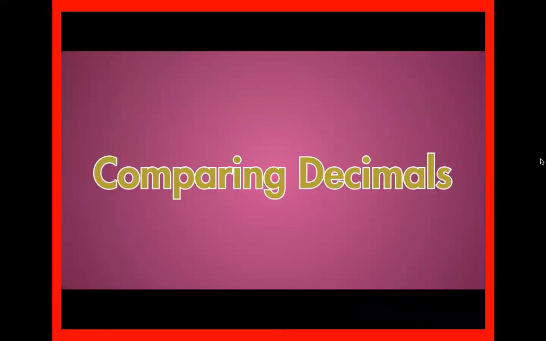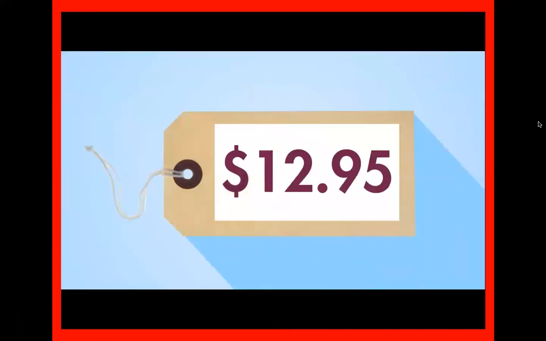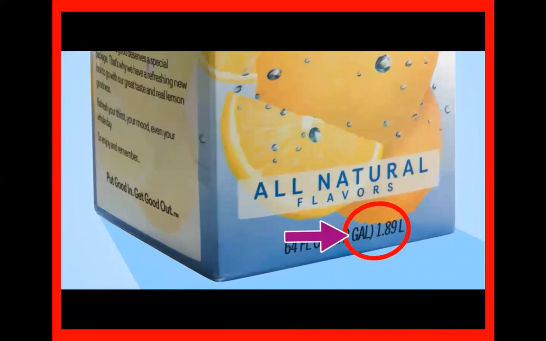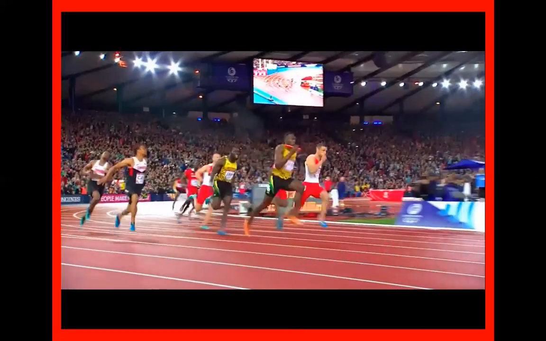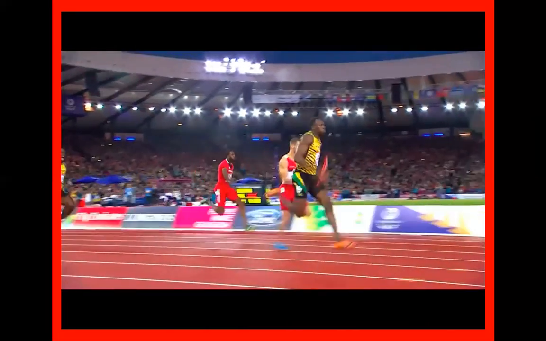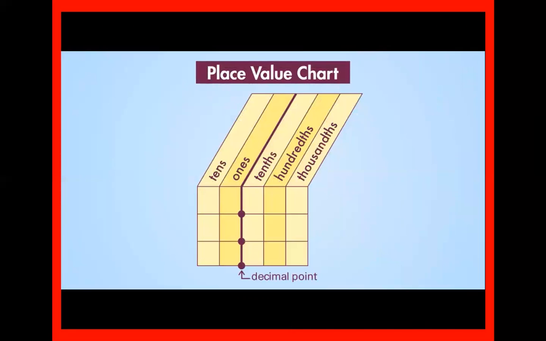Comparing decimals. Decimal numbers are combinations of whole numbers and numbers between whole numbers. You'll see decimals in money values and in measurements, like the volume of your favorite drinks and runners' sprint times. To compare the value of decimal numbers, you can use a place value chart. This chart has columns for the tens, ones, tenths, hundredths, and thousandths places.